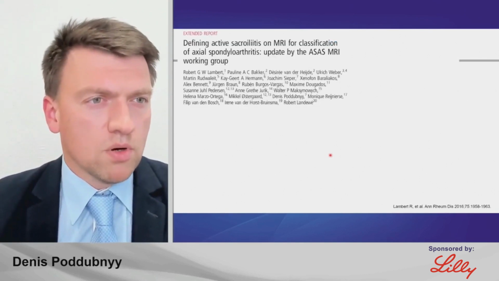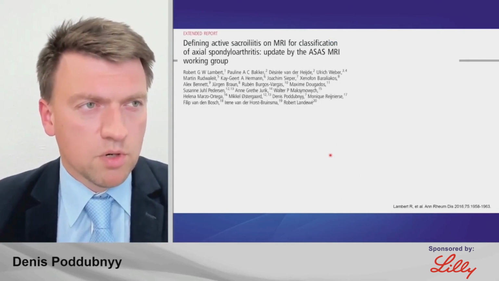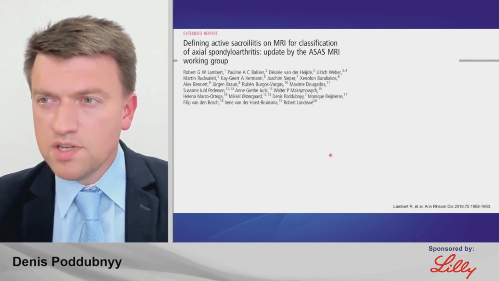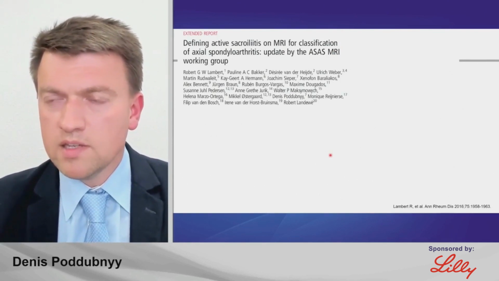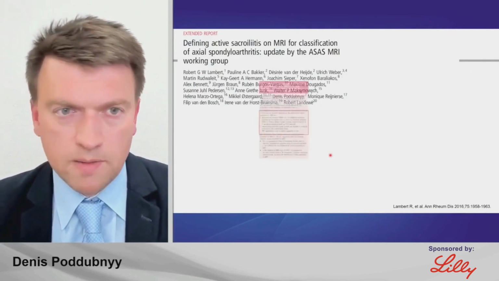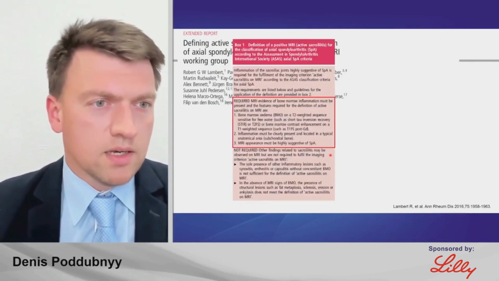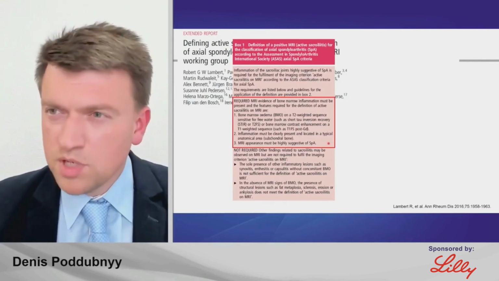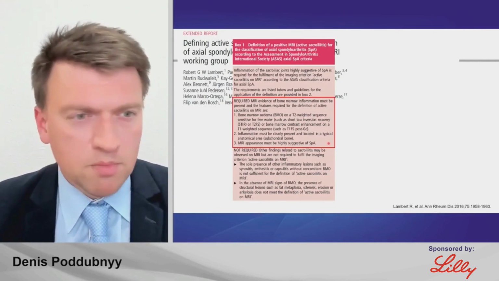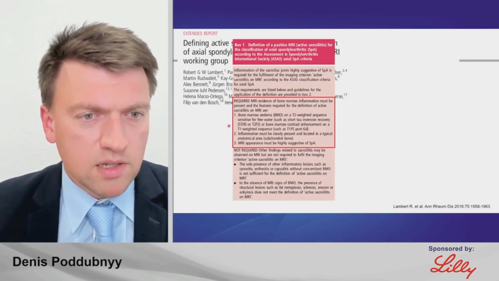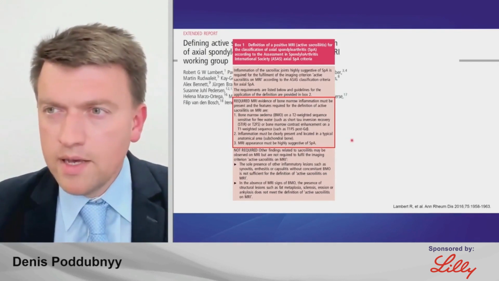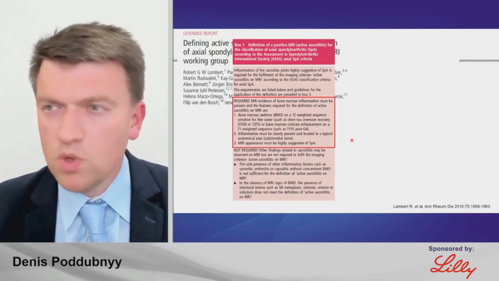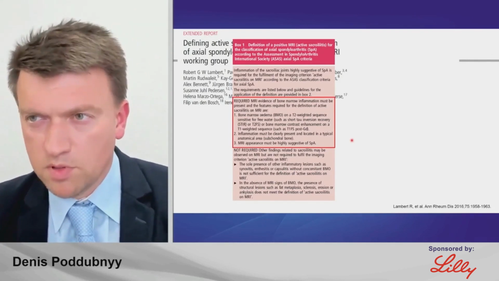There is a definition of active sacroiliitis on MRI for the classification of axial spondyloarthritis, which is developed for classification purposes only. And what you see here in box number 1, the required is the presence of bone marrow edema, which is clearly present, located in a typical anatomical area, and this should be highly suggestive of spondyloarthritis. What does it mean, highly suggestive of spondyloarthritis?